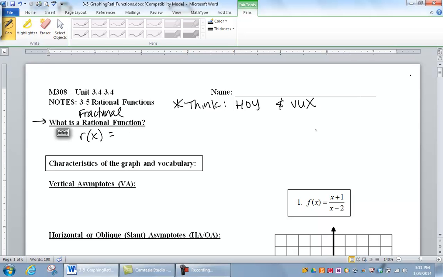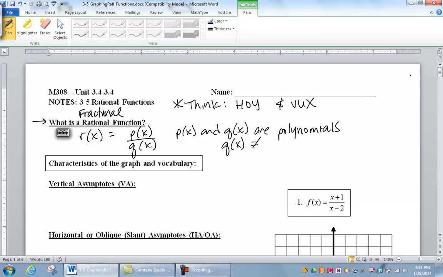A rational function, I'll use r of x for rational function, is any two equations, p of x and q of x, where p of x and q of x are polynomials. And remember, because we're dealing with fractions, the bottom polynomial, the q of x, cannot be equal to 0, because we can't have zeros in the denominator.